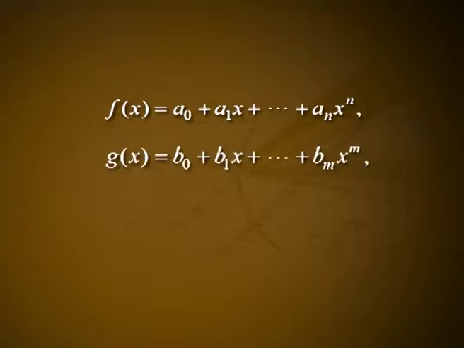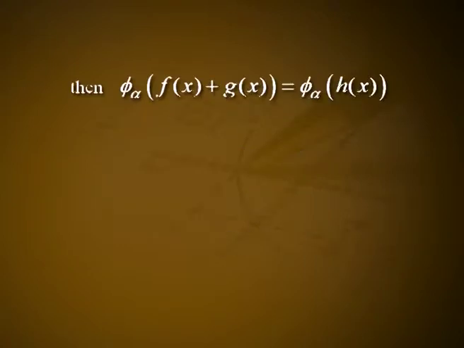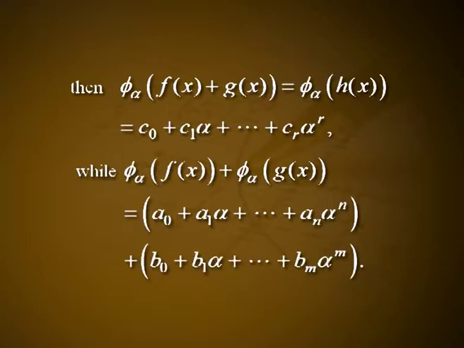1. If f(x) = a0 + a1x + ... + an x^n, g(x) = b0 + b1x + ... + bm x^m, and h(x) = f(x) + g(x) = c0 + c1x + ... + cr x^r, then φα(f(x) + g(x)) = φα(h(x)) = c0 + c1α + ... + cr α^r, while φα(f(x)) + φα(g(x)) = a0 + a1α + ... + an α^n + b0 + b1α + ... + bm α^m.